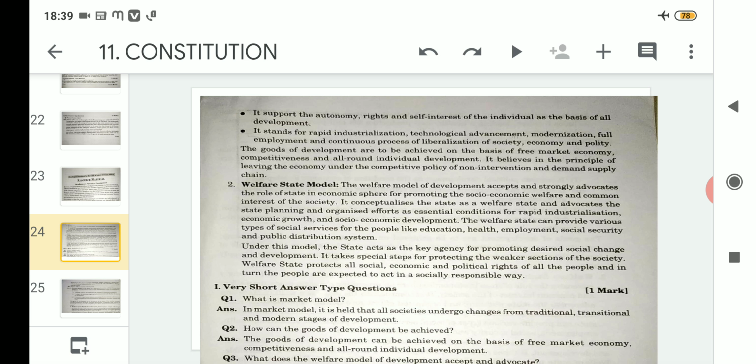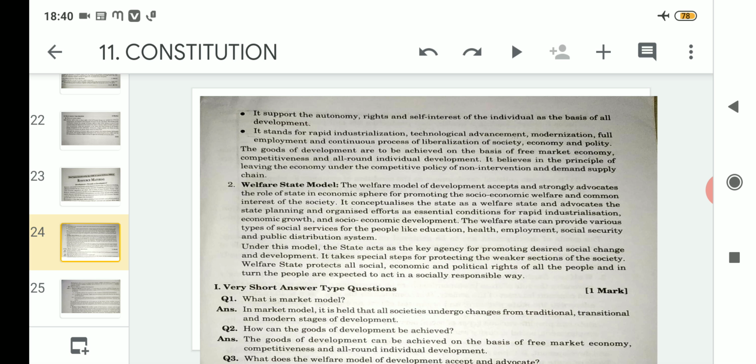It takes special steps for protecting the weaker sections of the society. Clear? That means if it is looking after various socio-economic aspects of an individual like education, health, employment, social security and public distribution system, that means it is present in the society for protecting the weaker sections of the society. It also protects all social, economic and political rights of all the people. So along with protecting the weaker sections of the society, it is also assuring that social, economic and political rights of the people should not be misused. It is protecting social, economic and political rights also.